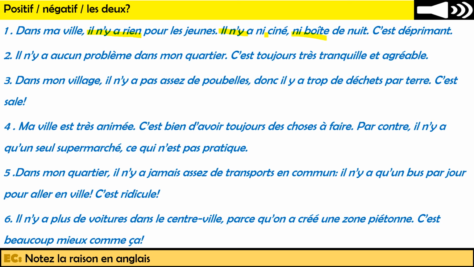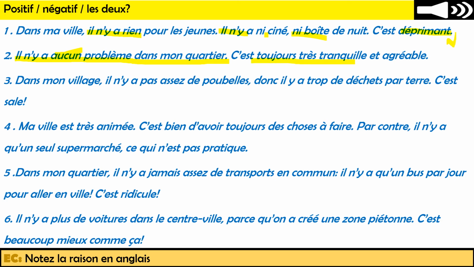Et c'est déprimant, which is, it's depressing. Obviously, this has got to be negative. And then here, il n'y a aucun problème dans mon quartier. Right, here's the trick. Il n'y a aucun problème dans mon quartier. You hear a negative, il n'y a. What does aucun mean? It means none or not any. So, there's no problems in my town.